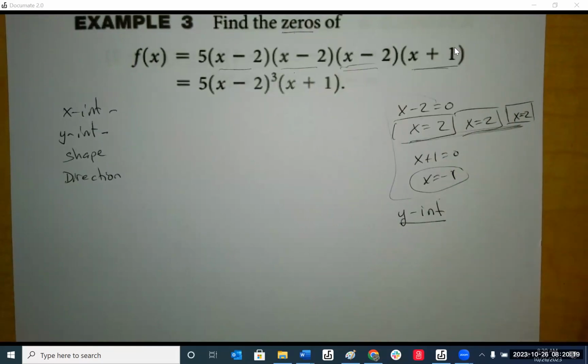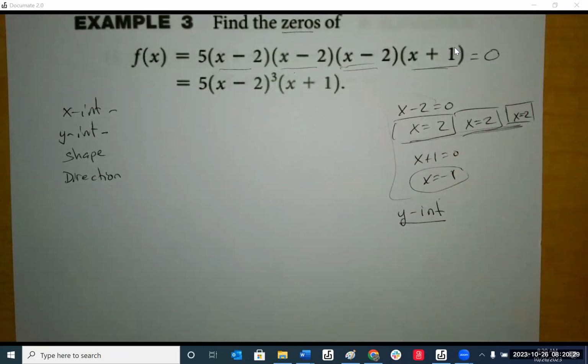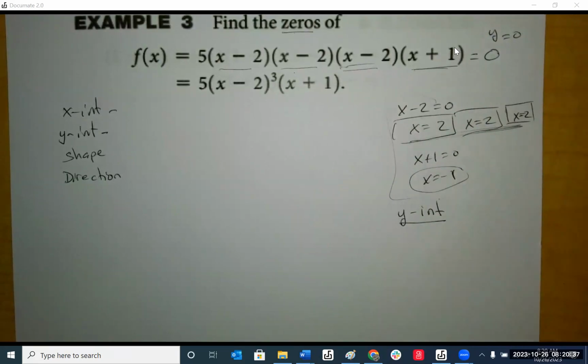How do we find the x-intercept? What do we do? To find the x-intercept, we set the equation equal to 0. This is the y. So to find the x-intercepts, we set y equal to 0 and solve for x. So extrapolate that. How do we find the y-intercept? Set x equal to 0 and solve for y.